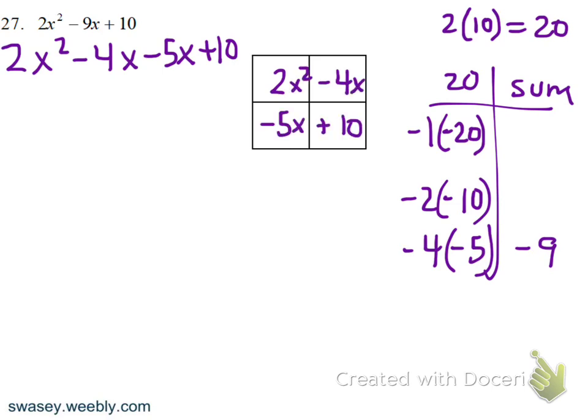Greatest common factor of the top row is 2x. Greatest common factor of the bottom row is negative 5. 2x squared divided by 2x is x. Negative 5x divided by negative 5 is positive x. Negative 4x divided by 2x is negative 2. 10 divided by negative 5 is negative 2. So we have 2x minus 5, x minus 2.